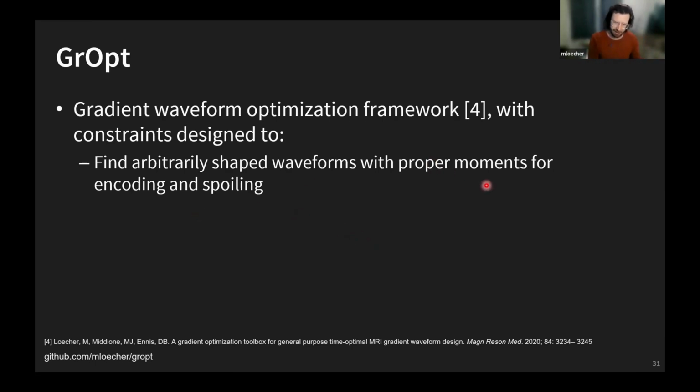So things like proper moments for encoding. Let's say you're doing a phase encode, you just need some area. You need to make sure you hit that. Or spoiling, you need some area.